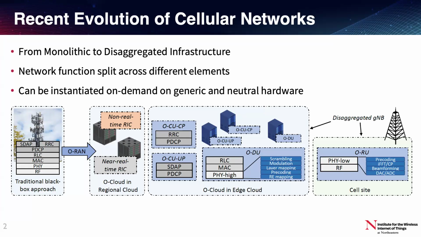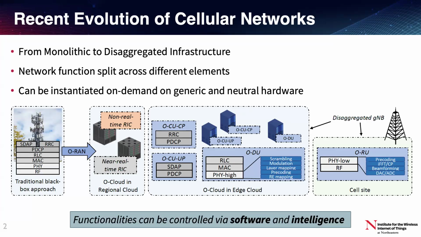Of course, you still need some specialized hardware, especially for the radio unit. It is the component that takes care, for example, of the transmission and reception of the signal. But other components like the CU and DU, you can pretty much instantiate in software on general hardware that is not built on purpose for the cellular ecosystem.